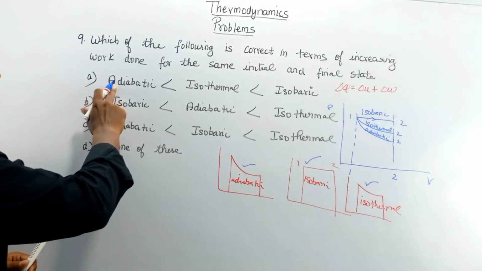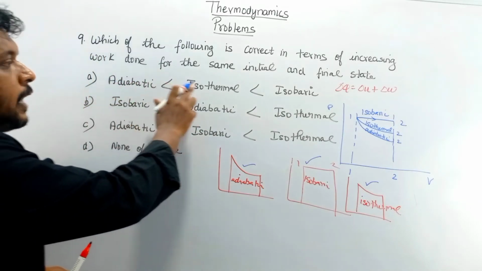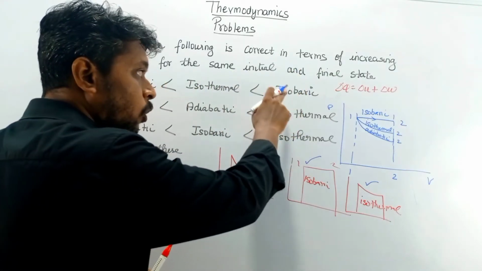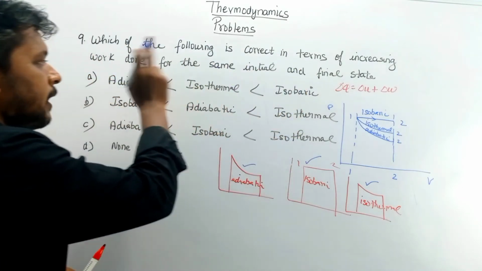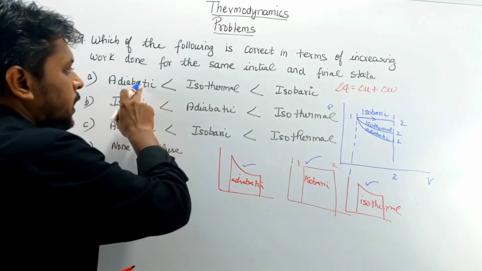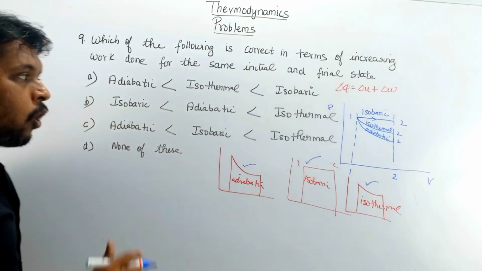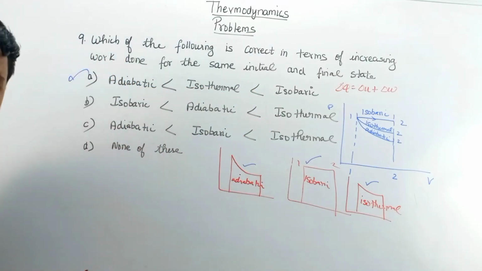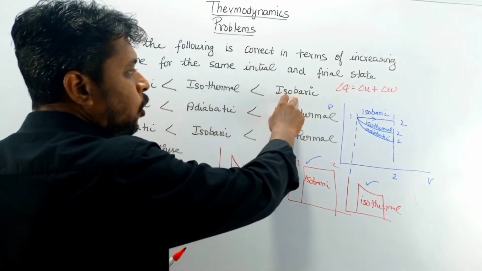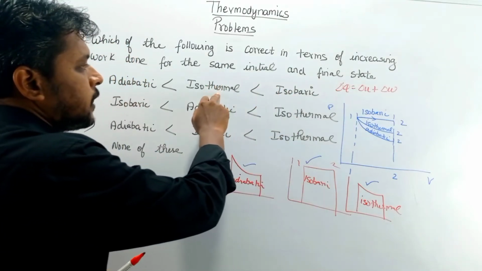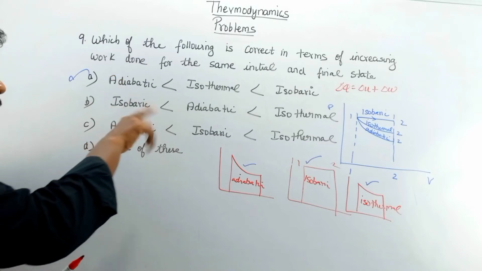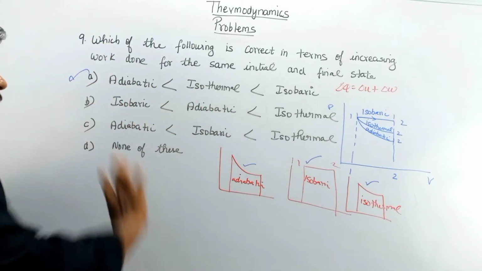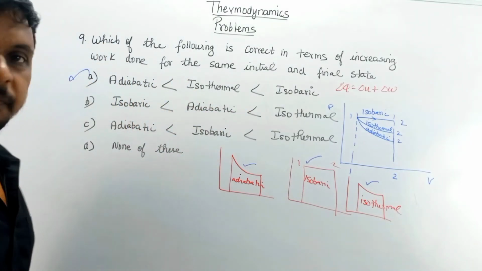So see the options. Here we have adiabatic, isothermal, isobaric. So isobaric is more, then we have isothermal, then we have adiabatic. Okay, so here they have represented it in descending order. So option A is the right answer, because isobaric is more, next is isothermal, next is adiabatic. Okay, so when you compare these three processes, option A is the right answer.